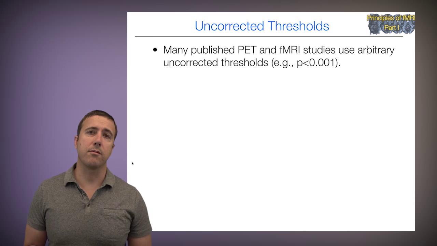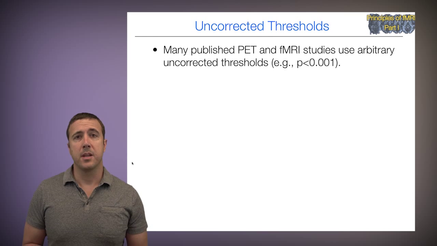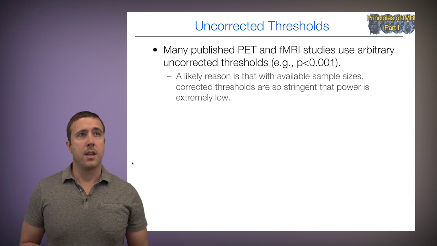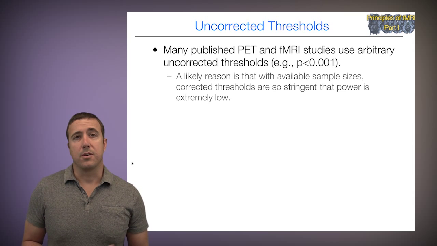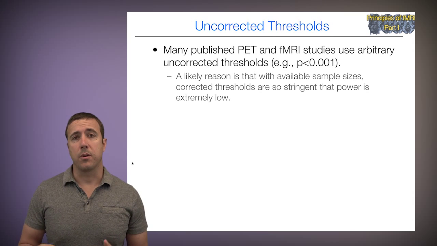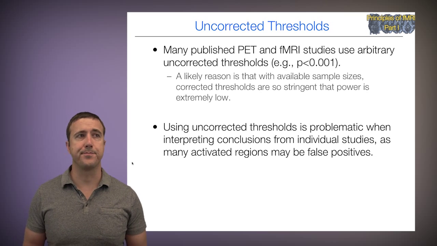So let's talk about some of the pitfalls. We'll talk about pitfalls of using uncorrected thresholds and some important pitfalls of cluster extent-based thresholding. So uncorrected thresholds are very appealing because they provide greater sensitivity. So many studies use them. P less than 0.001 is a very common uncorrected threshold to use. And a likely reason is that the sample sizes are usually small enough that if you try to correct for family-wise error rate control with voxel level, you get nothing. It's very, very difficult to find any significant signal. Power is extremely low with that kind of correction.